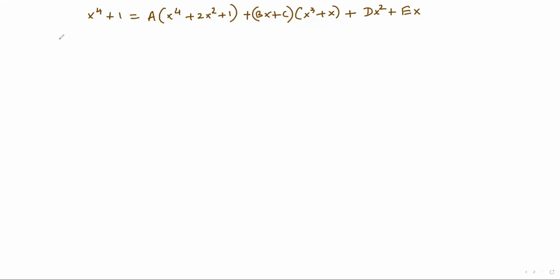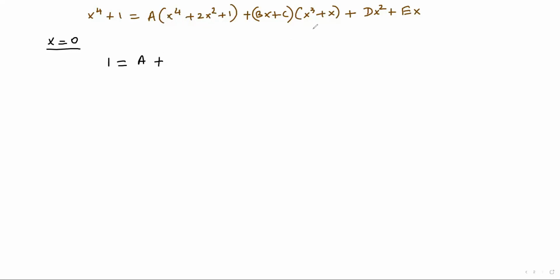Now what I'm going to do is plug in x = 0 in this equation. When I plug in x = 0, the left side will become just 1 because x⁴ will become 0 when x is equal to 0. So 0 + 1 will be just 1. In the first term, when I plug in x = 0, this part will be 0, this part will be 0, and we just get 1. 1 times a is a.